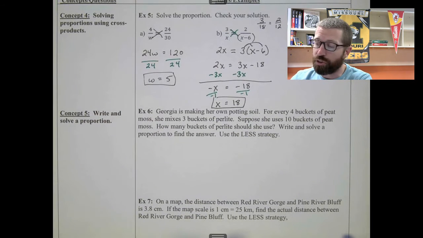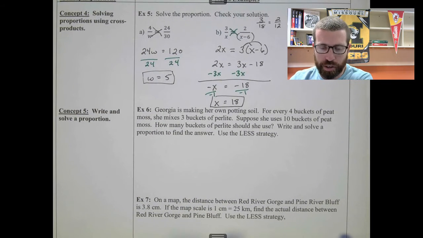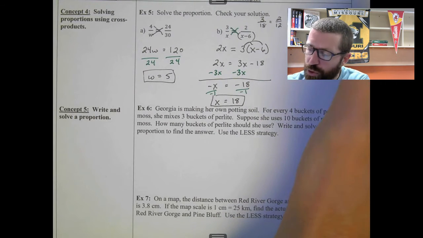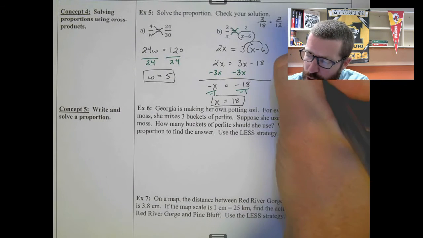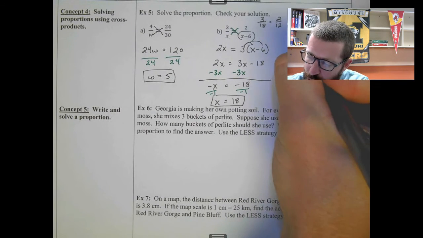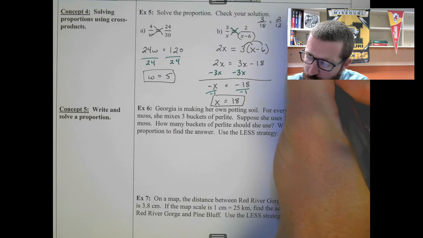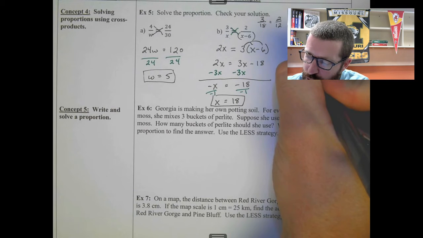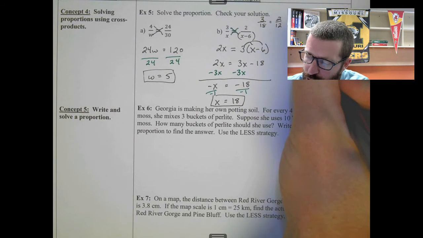Okay, pause the video and try C if you haven't already. And then let's see how you did. I would do parentheses around that, just so you remember that it's 5 times m minus 6 when you cross multiply, and then is equal to 4m. And then when you distribute, you get 5m minus 30.